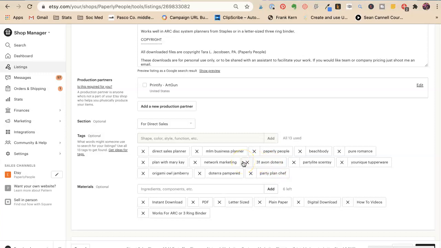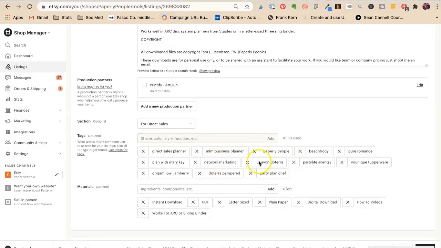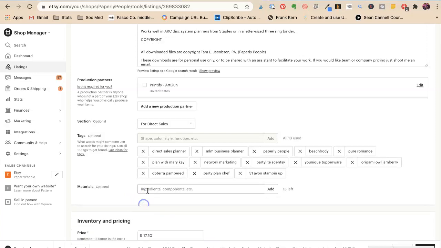So 31 Avon. I want to put in the one for stamps. What is it called? Stampin' Up. Okay, so I'm going to get 31 Avon. Stampin' Up. It all fit. Yay. All right. Now we know from yesterday that this is not sexy. Let's do this. We're going to fix this.